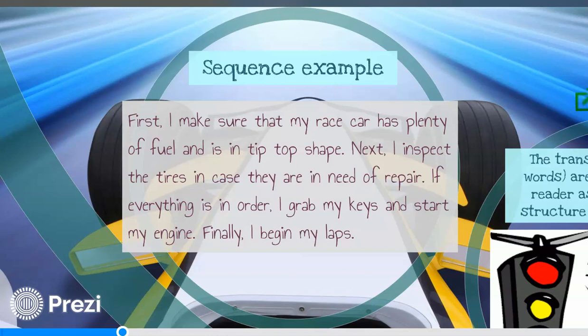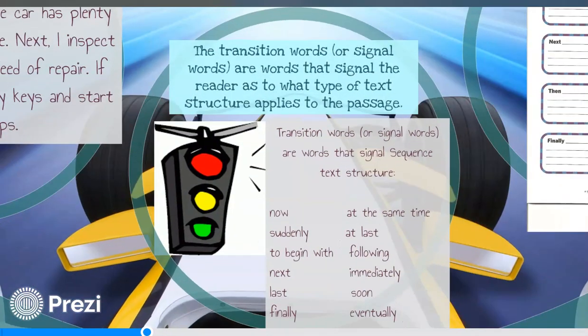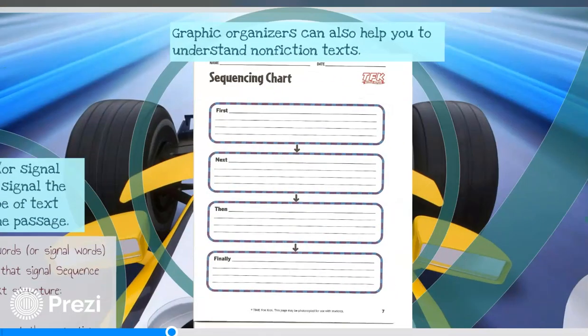Knowing that this was written in a sequential order, I can easily go back and see what was the first thing I need to do, what was the next thing, what was the last thing. Here's some language that authors who use sequence will often use to connect their sentences and ideas in their paragraphs. This graphic organizer shows you how some authors will frame their information as they are going to sequence the information into a paragraph or into a larger passage.